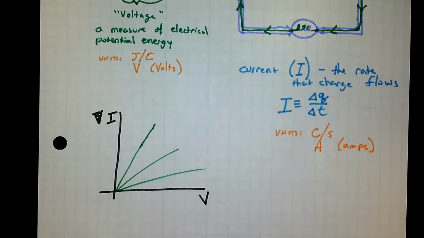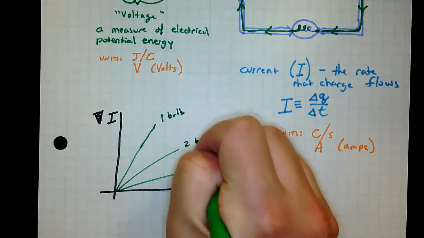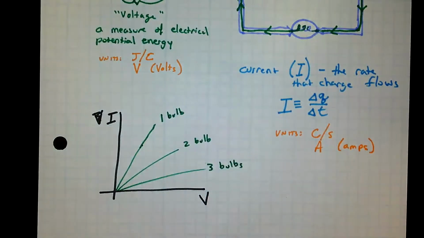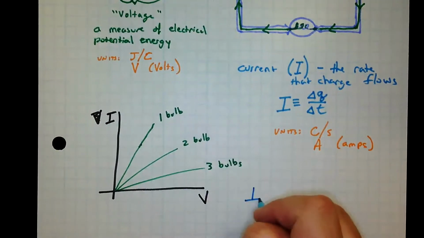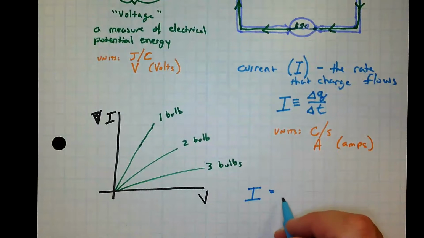Where, which one's the one bulb? This one will be one bulb. This one will be two bulbs. And this one will be three bulbs. So what does that mean? That means that current is going to be proportional to volts. So what I'm going to say is that I is equal to some number.